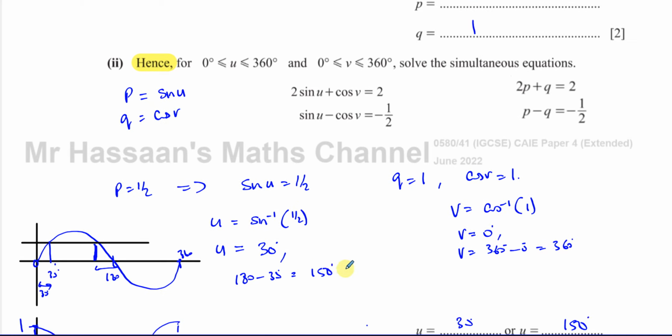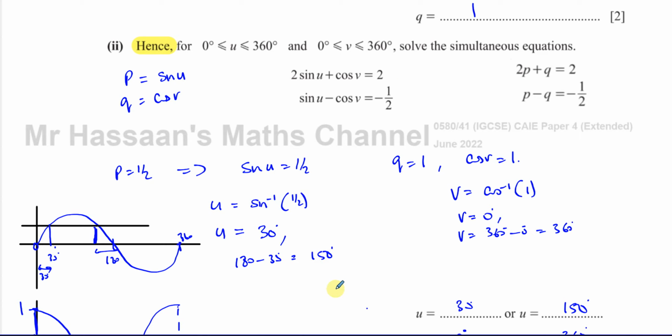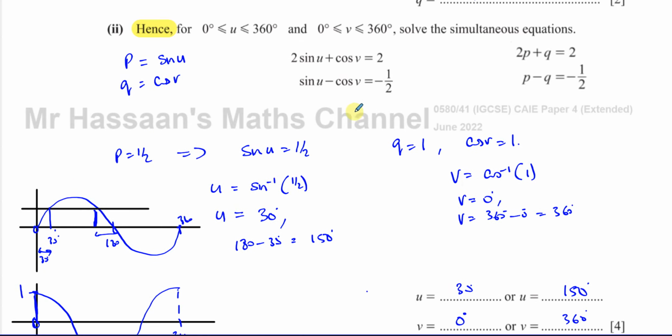And we could actually check if we wanted to, by substituting these values in. If I use 30 degrees for u, the sine of 30 is a half. 2 times a half is 1, and the cosine of v is cosine of 0, which is 1. So that's 1 plus 1 is 2. And when u is 150, that's still going to give you a half, and that's still going to give you 1, so that works.